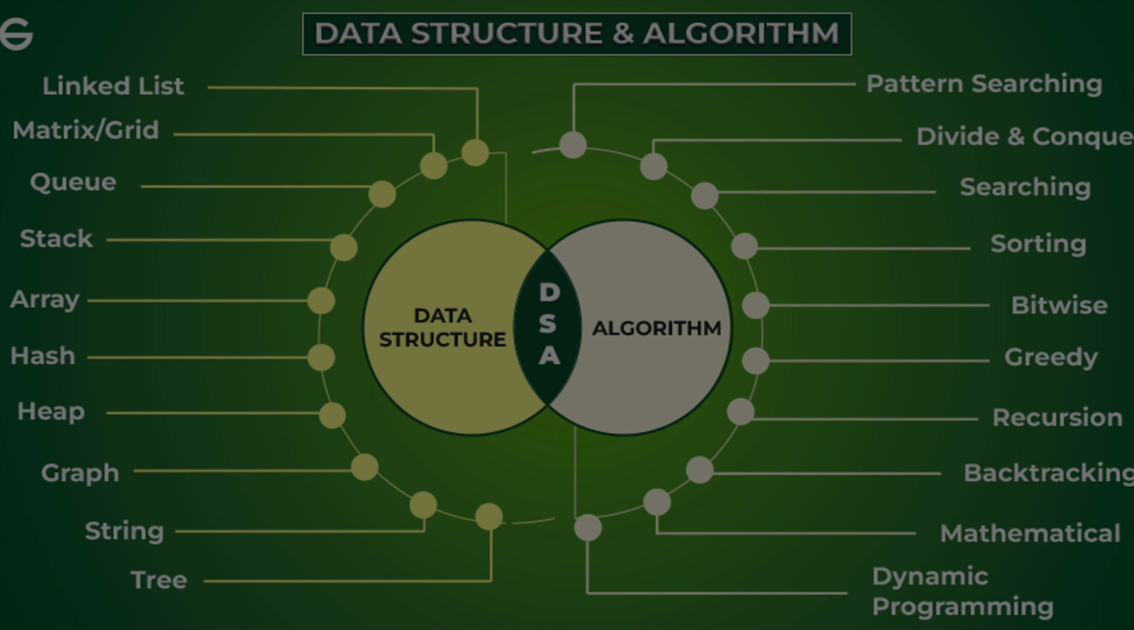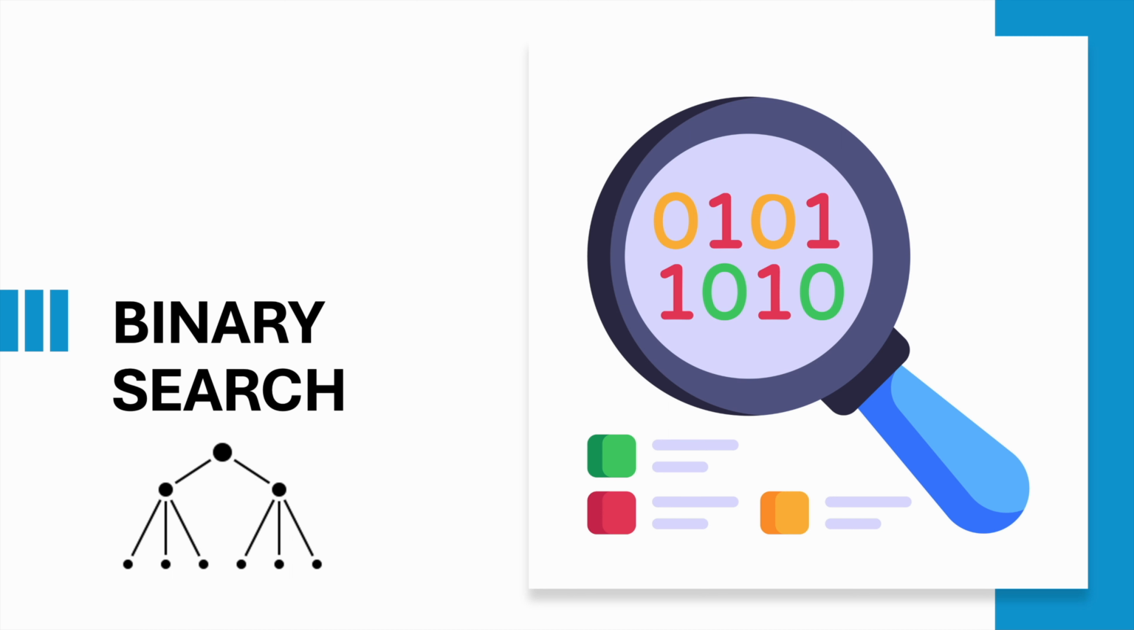We always search for this element in the middle portion of the array. Binary search, you can say, is a search technique that works efficiently on a sorted list or array. To search an element in some list using the binary search technique, we must ensure that the list is sorted. So let's start.